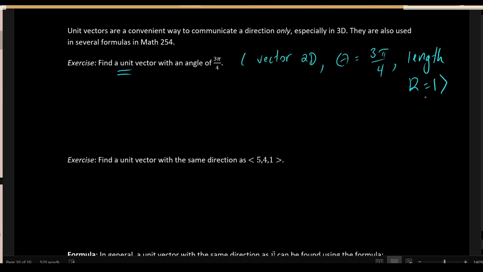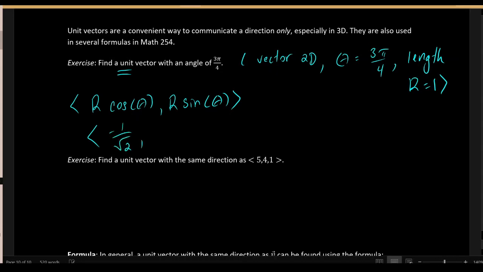Now we had a formula yesterday for a vector with a specified angle with a specified length, which was r cos of the given angle, r sine of the given angle. For a unit vector, the r is equal to 1, since a unit vector by definition has 1 unit length. And our theta was given to us as 3 pi over 4, which means that we're in quadrant 2 and cosine is negative, negative 1 over root 2, and sine is positive.